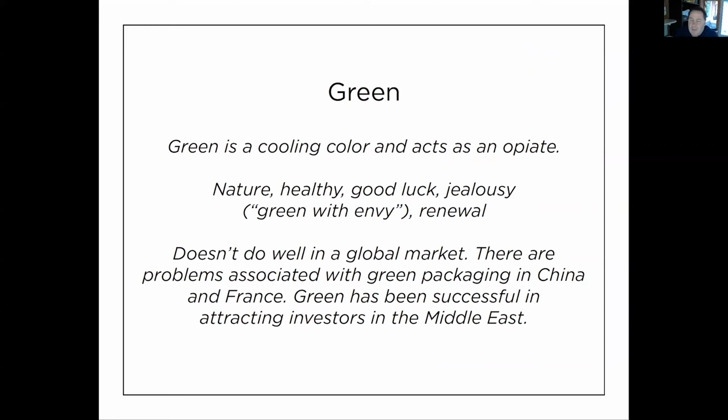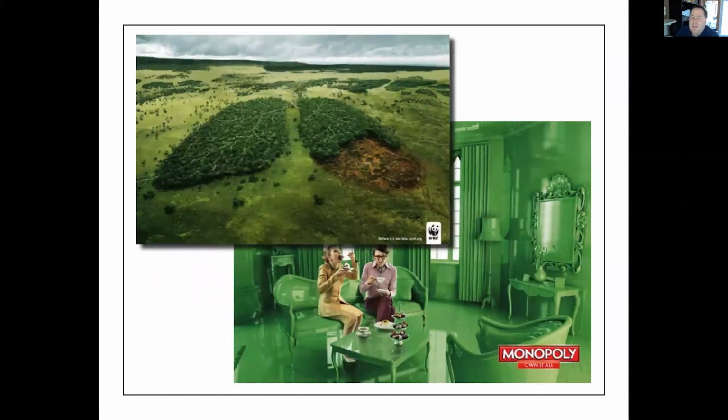You see a lot of green being used in renewable energy ads like that. We also deal with nature with green. Here is the World Wildlife Fund, which has what looks like a lung, but you see part of it being taken away. Or you also have the Monopoly ad, which shows the green as a very rich, luxurious type of look.